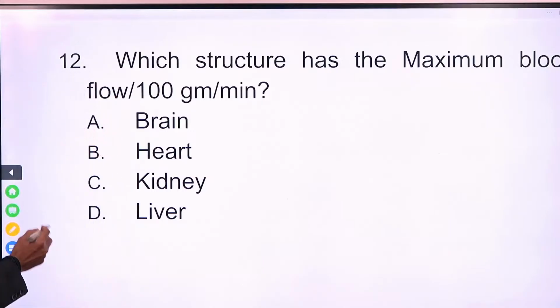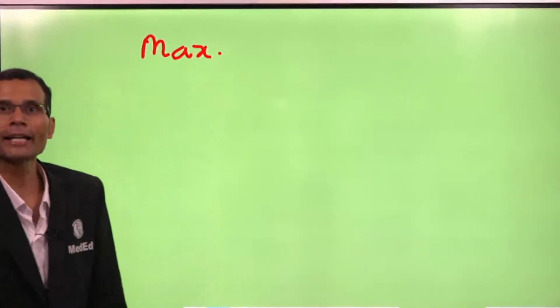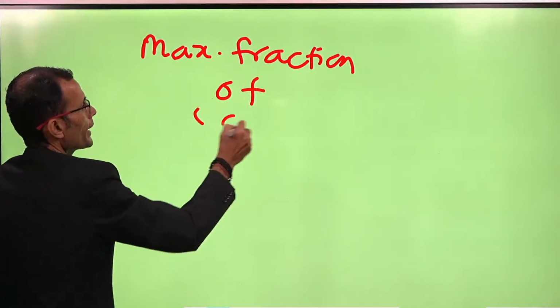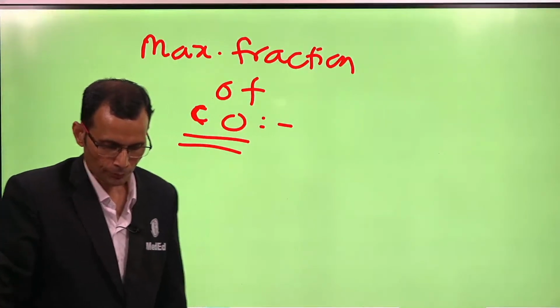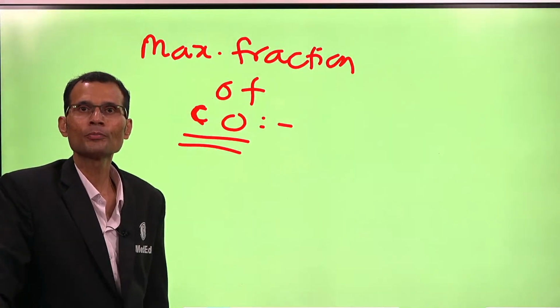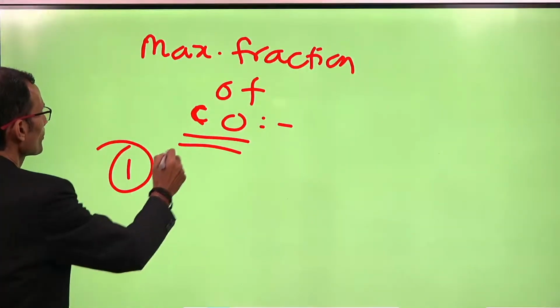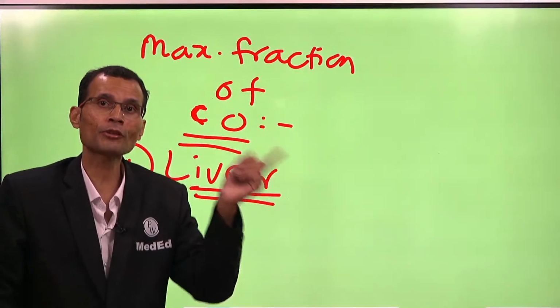So just write down a few points about the blood flow. If you are a first year student, maybe you want to write a few things. Here we go. Maximum blood flow here means in terms of cardiac output. Maximum fraction of the cardiac output goes into which organs or tissues? Any idea? The best one is liver. I am talking about the fraction of cardiac output.